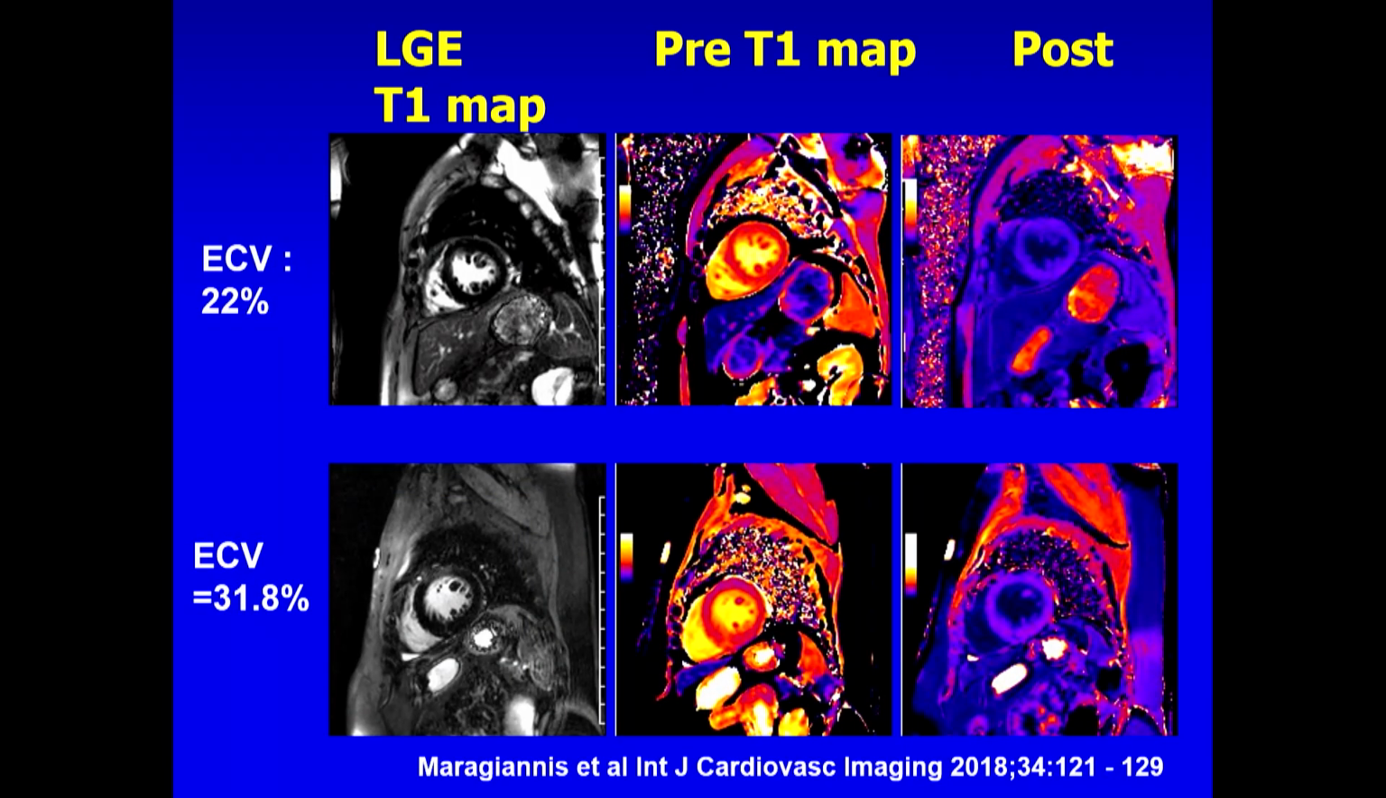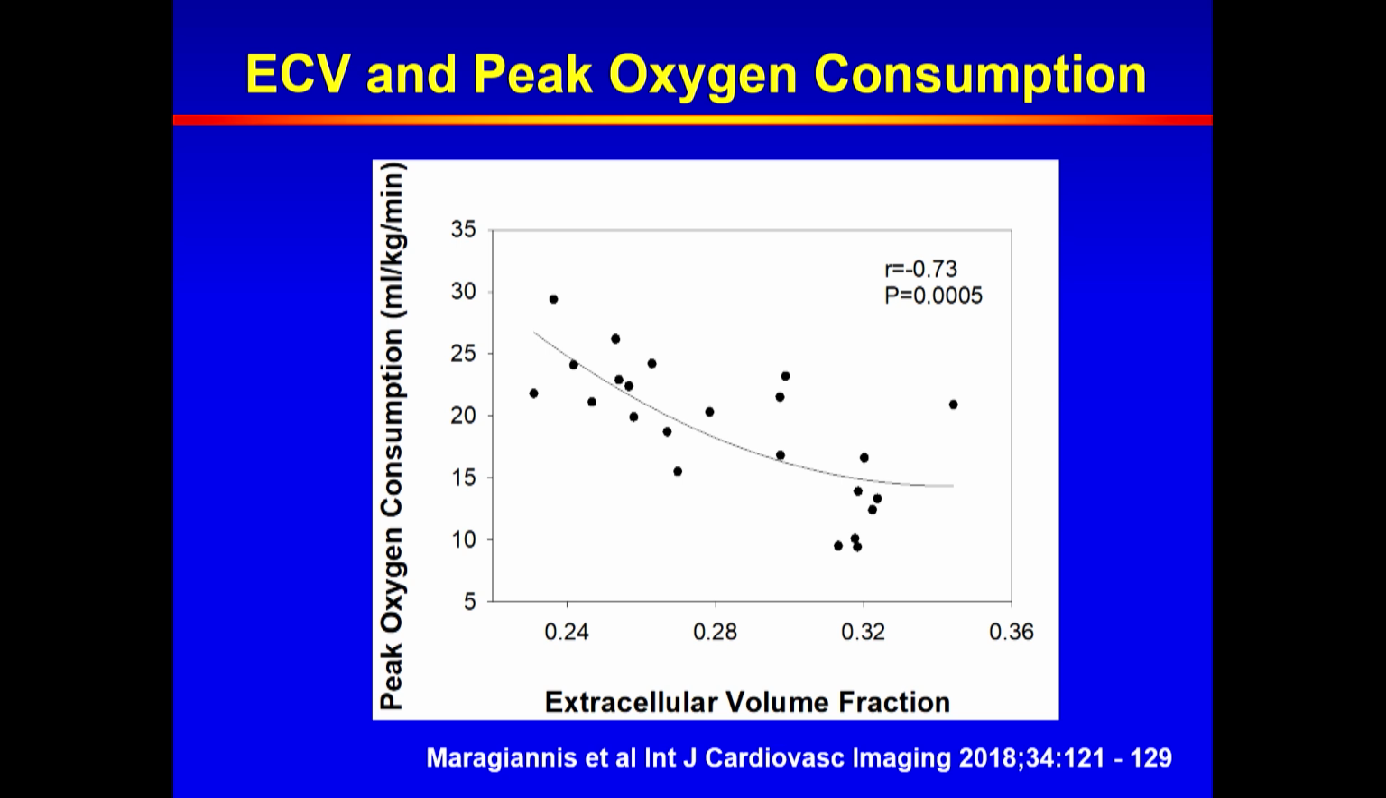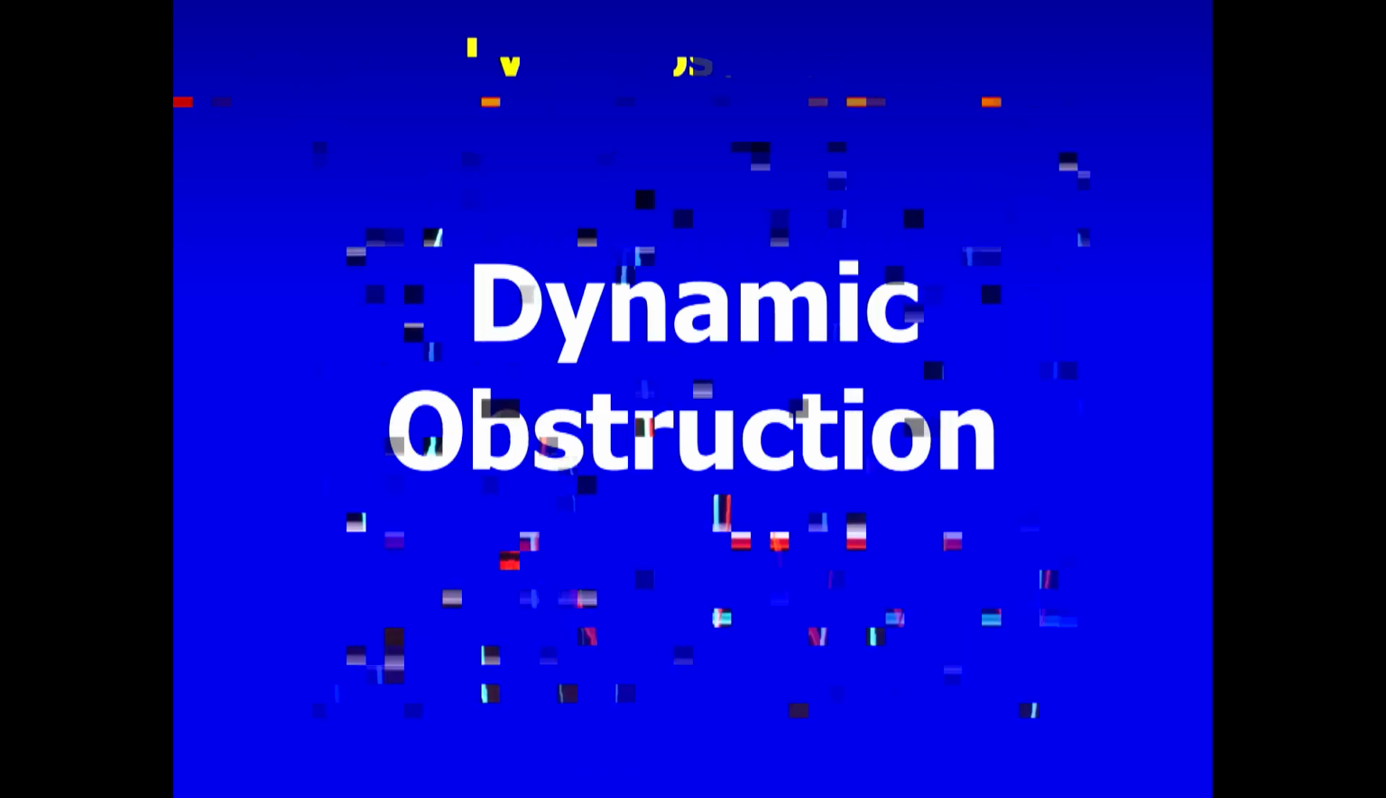Also, if you look at interstitial fibrosis in these patients, it is increased in patients with hypertrophic cardiomyopathy. Among the diseases that can be associated with a really large extracellular volume fraction, hypertrophic cardiomyopathy is one of them, and that was also related to exercise performance. As that extracellular volume fraction goes up, you see worse or lower peak oxygen consumption.